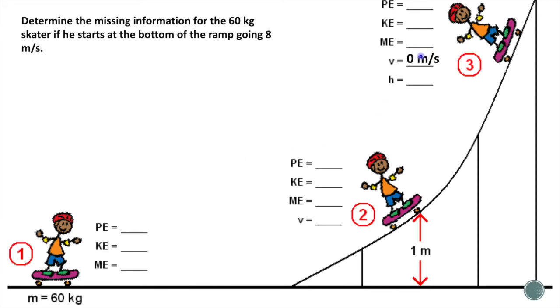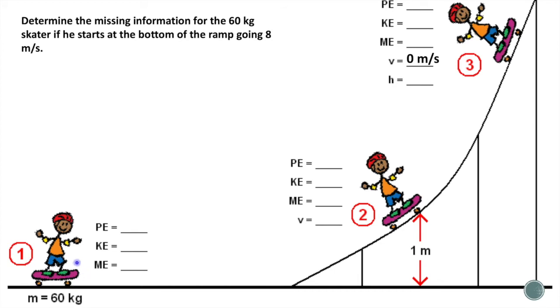We're only going to work with 3 formulas, though. We're going to work with the mechanical energy formula, the potential energy formula, and the kinetic energy formula. So 3 pretty easy formulas to deal with to find all of this information. It does take a while to work out problems like this, but they're not really that hard, right? So let's work through this. It says the 60 kilogram skater starts at the bottom of the ramp and goes 8 meters per second.